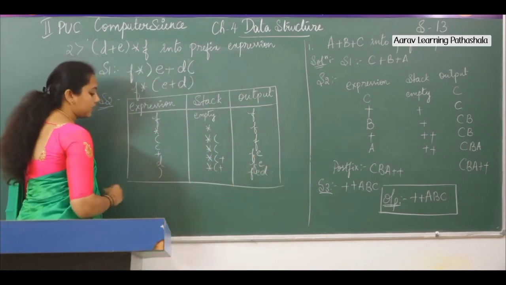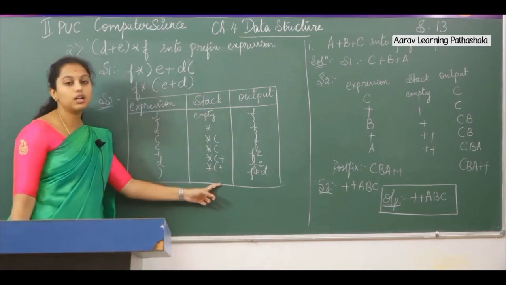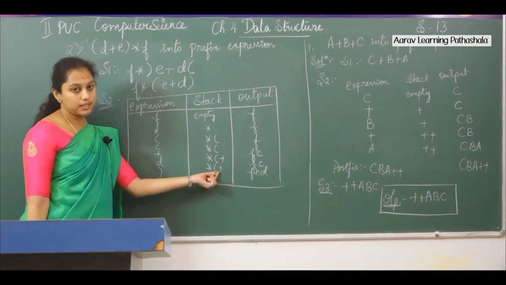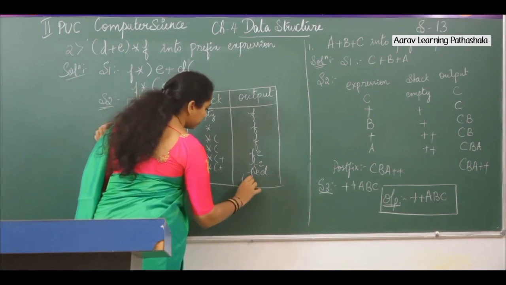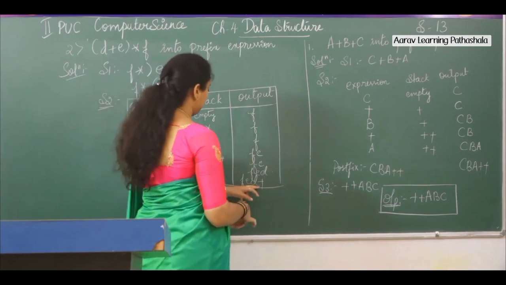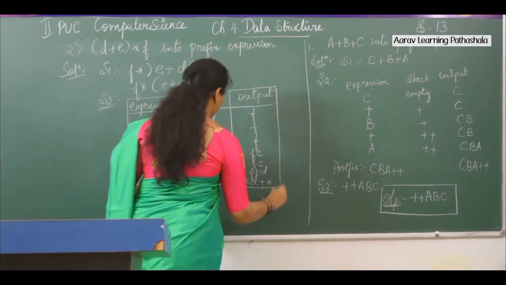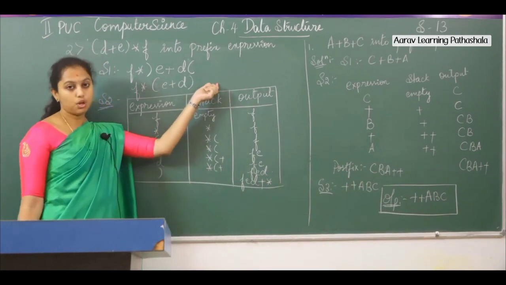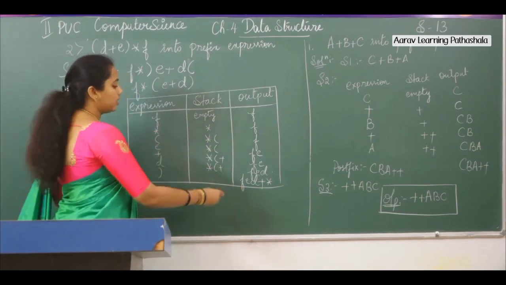Next, closing parenthesis. So here what we have to do? We have to pop out all the operators from the stack until we get this closing parenthesis, and we have to discard this. So here we don't have any more input. So what we have to do? We have to pop out all the operators from the stack to get the output.